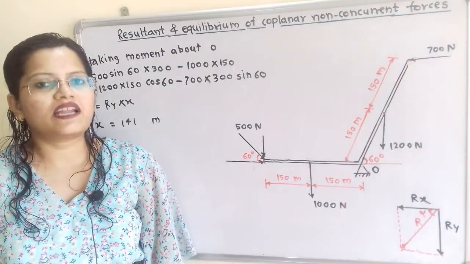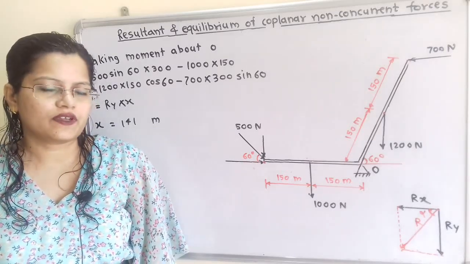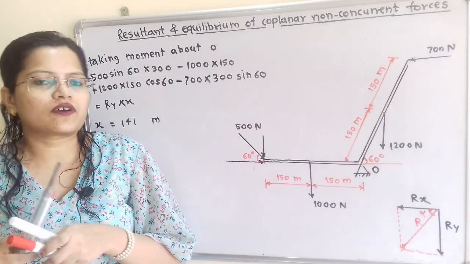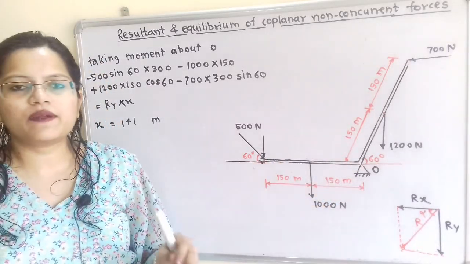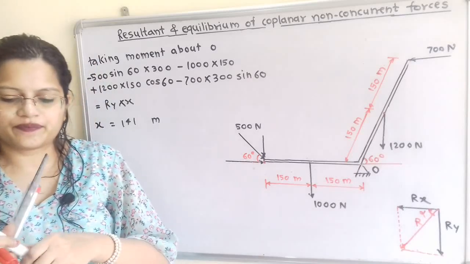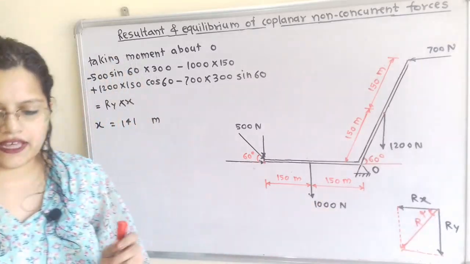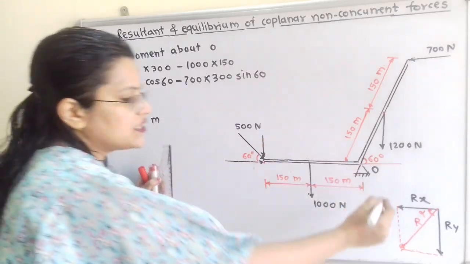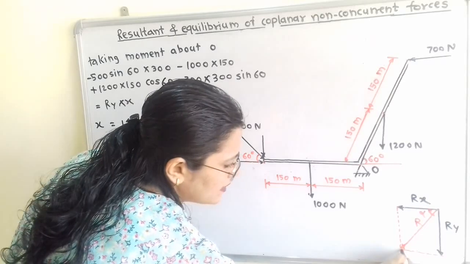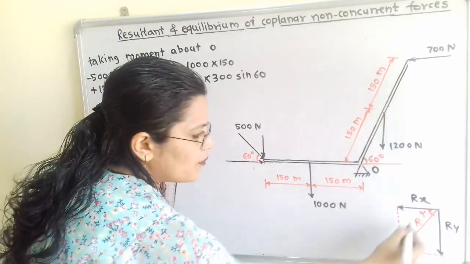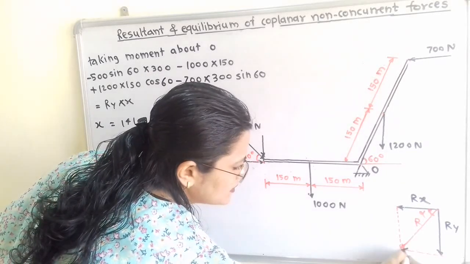We have to find the point of application of the resultant R. So we will take an approximate distance x from this point O and we will plot this resultant R. I will draw the same direction of the resultant R. Now if we observe this diagram, this horizontal component Rx and this horizontal line are both parallel to each other and both have the same direction.